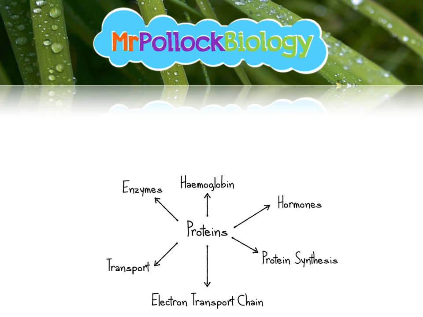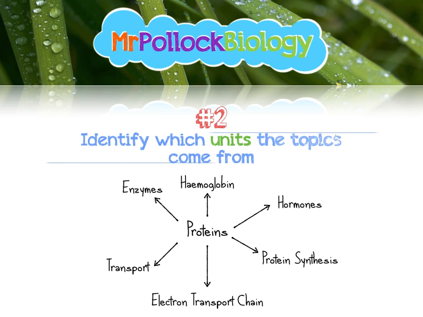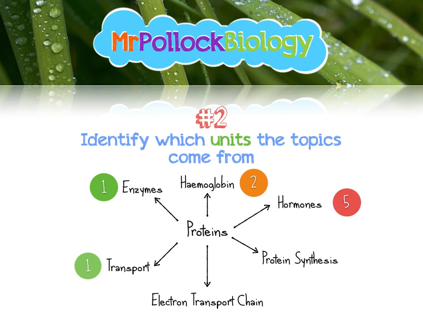Top tip number 2, identify which units the topic comes from, or each topic, sorry. The reason for this is the examiner has 3 marks to award you for the breadth of your essay. And seeing as each of the units that you study are broken down by general themes, the first one being disease, the second one being variety and variation, the fourth one being energy and ecosystems, the fifth one being control, this is a pretty good way to identify that you're getting a lot of variety in the breadth of the topics that you're writing about.